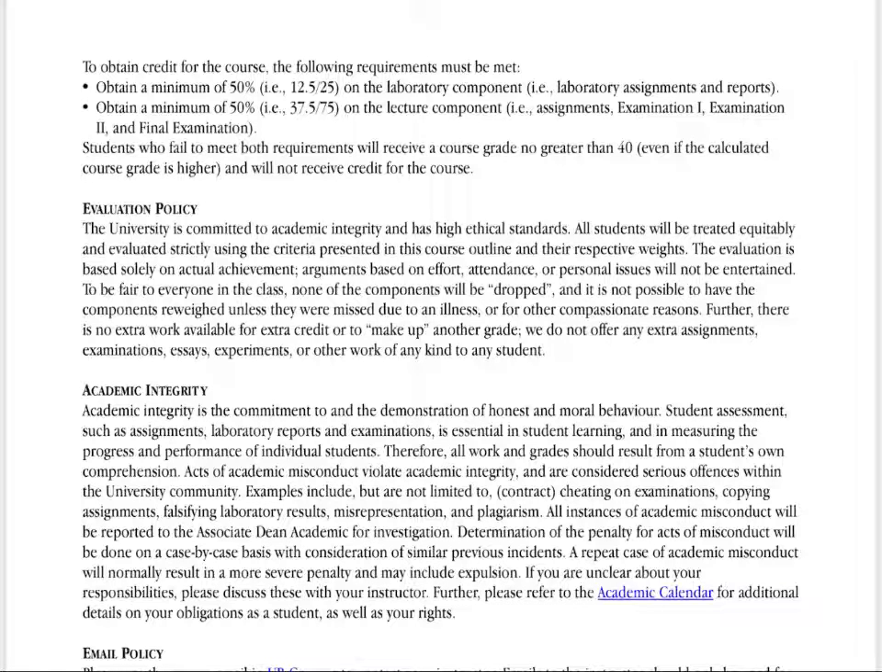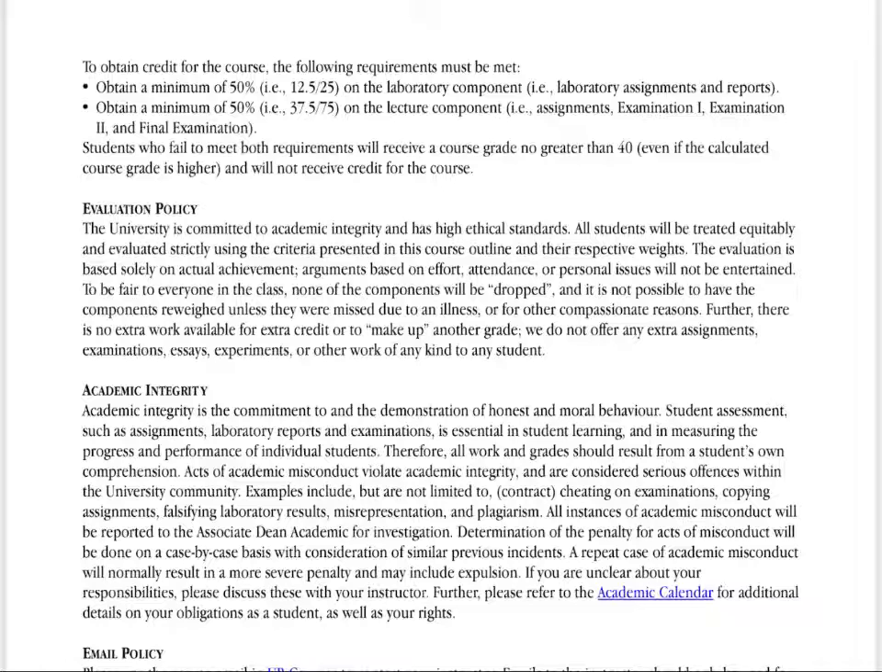Academic integrity. Academic integrity is the commitment to and the demonstration of honest and moral behavior. Student assessment, such as assignments, laboratory reports, and examinations, is essential in student learning and in measuring the progress and performance of individual students. Therefore, all work and grades should result from a student's own comprehension. Acts of academic misconduct violate academic integrity and are considered serious offenses within the university community.